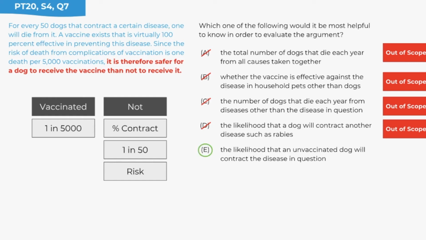So they're not terribly difficult questions necessarily, but we do need to remember that the information this answer choice will bring us could be presented in a way that would make the argument better, but it also could be presented in a way that would make the argument worse. So if the likelihood that an unvaccinated dog will contract the disease in question is high, well, then maybe they should get vaccinated. But if the likelihood that the unvaccinated dog will contract the disease is low, maybe they shouldn't.